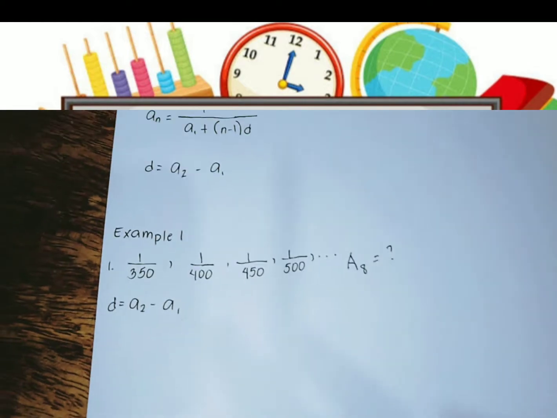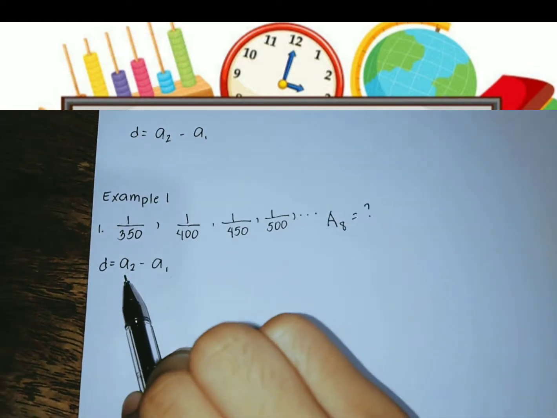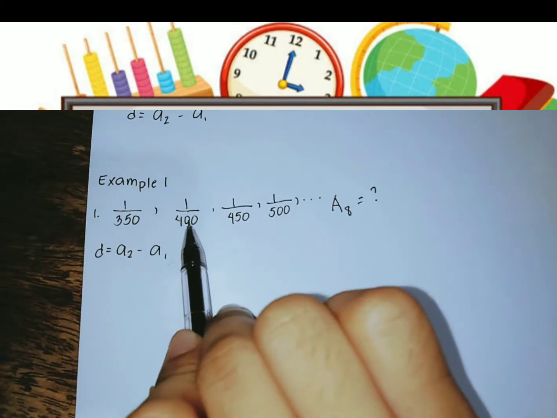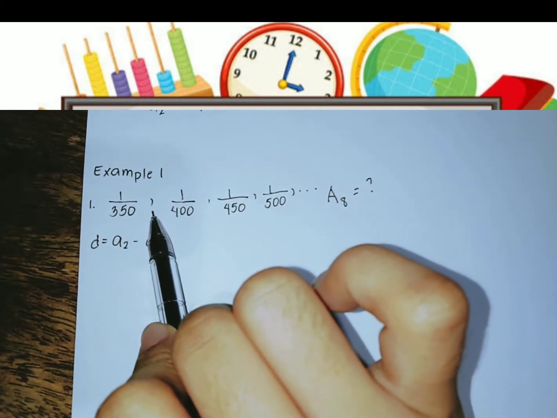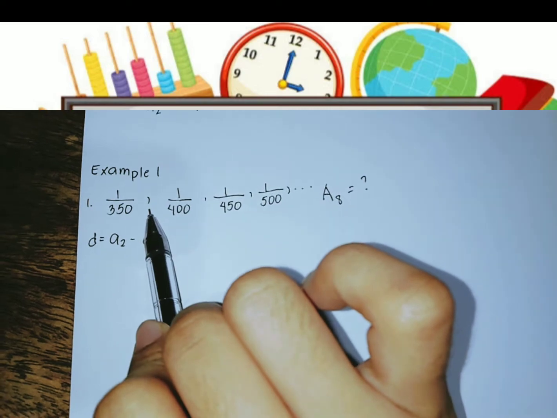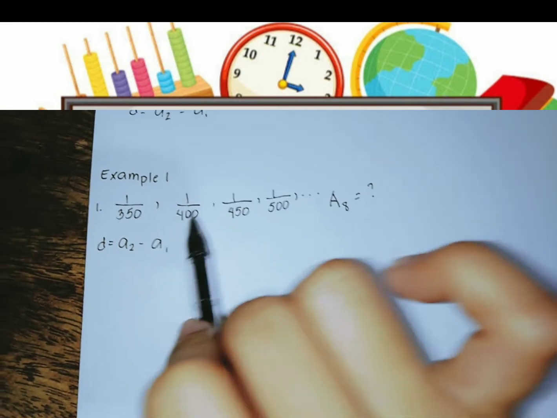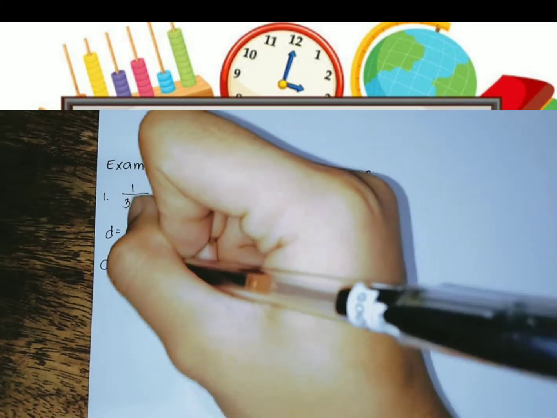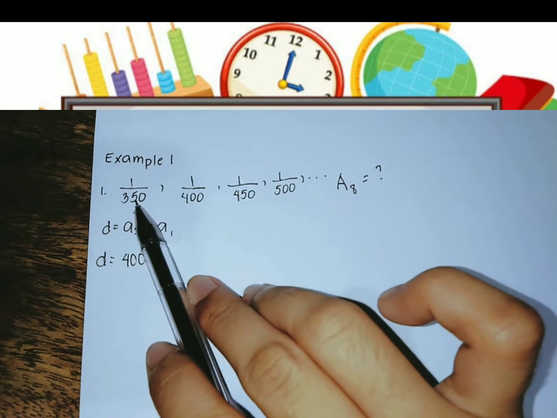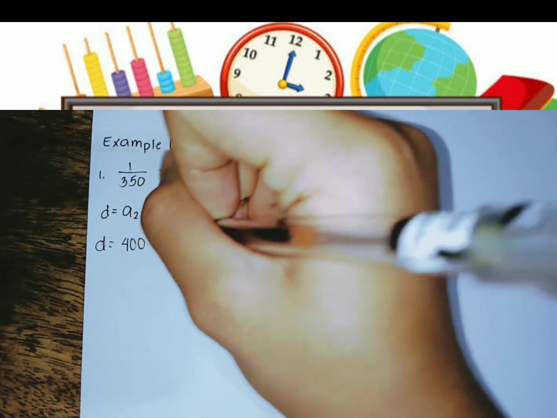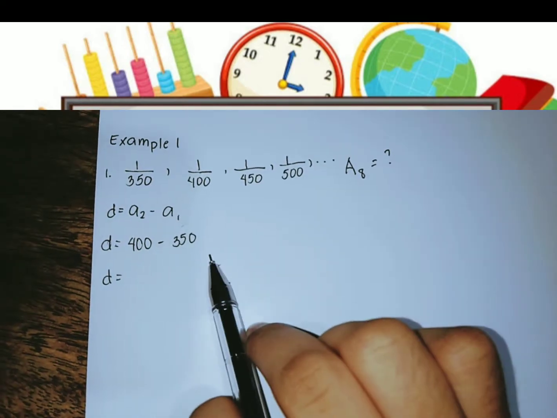So now our a sub 2 is 400, because, just like what I said earlier, we get the whole number. 400 minus our a sub 1, which is 350. So 400 minus 350 is equal to 50.